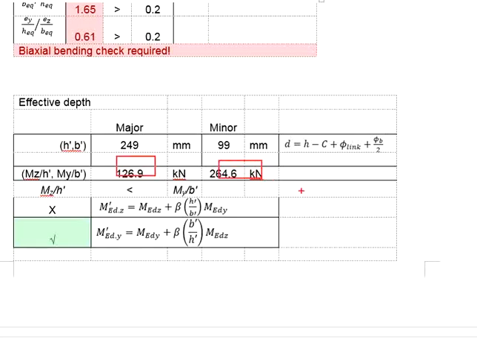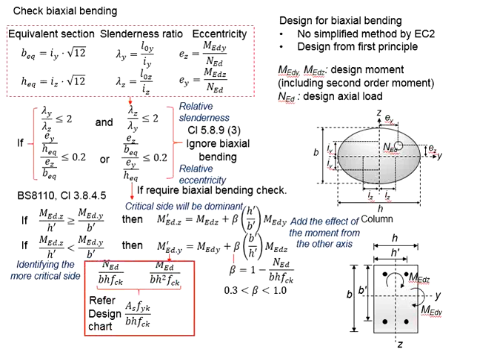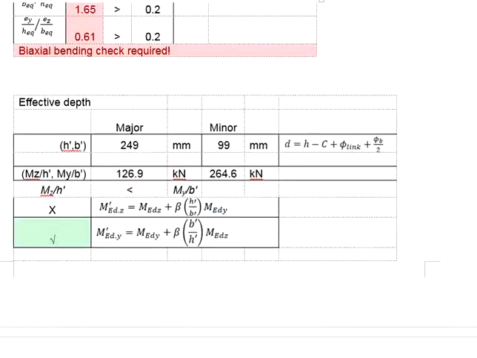Compare the two values here. The minor axis is larger than the major axis. This gives you an idea that the minor axis will be more critical than the major axis. Therefore, for you to determine the MED that is used in the design chart to determine the DAS, the minor axis MED shall govern. Therefore, you will take the MED in the minor axis plus the effect due to the major axis. That will give you a new MED known as M'EDY.